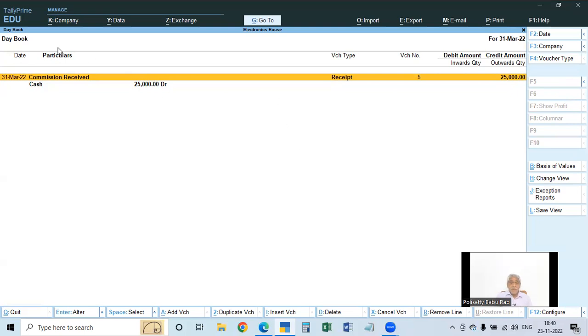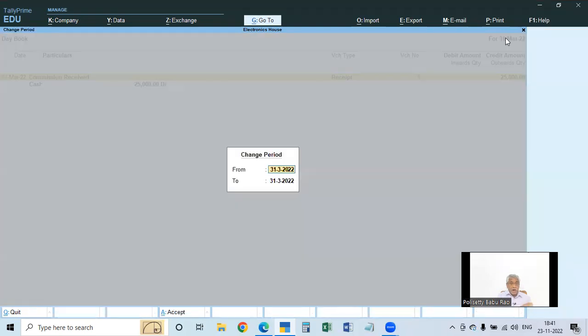But when you open this day book, it will show the last day of the last entry, 31st March only. Then what you have to do? We have to go to Alt F2, then remove the dates. Remove the dates means from the beginning of the year till the end, because we entered the balances from the beginning also. It is continuing, so now the report will be from the beginning.